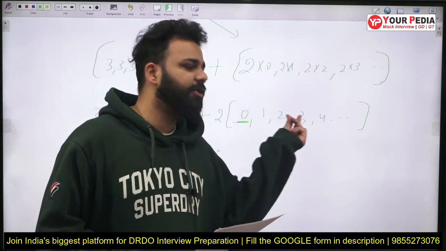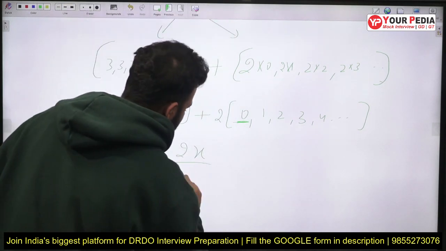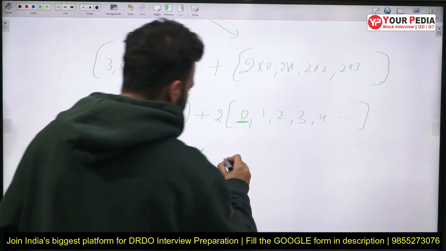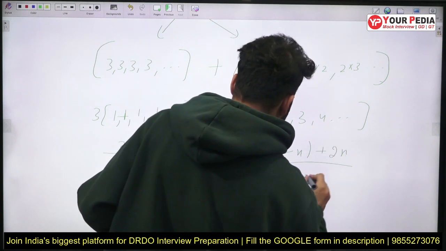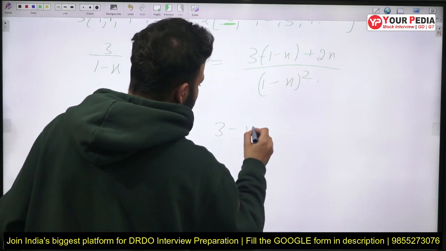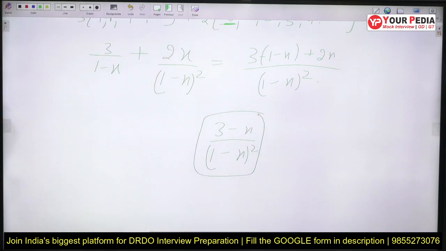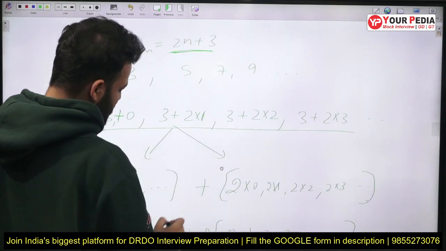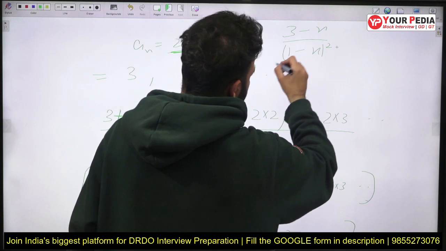Now this is nothing but 1, 2, 3, 4. It is a sequence of natural numbers, and we have seen the generating function for natural numbers is nothing but x over 1 minus x whole square. So if you solve this further, it will give you 3 into 1 minus x plus 2x over 1 minus x whole square. So the generating function will be 3 minus x over 1 minus x whole square. So this is the generating function for the given an that was given initially to us.